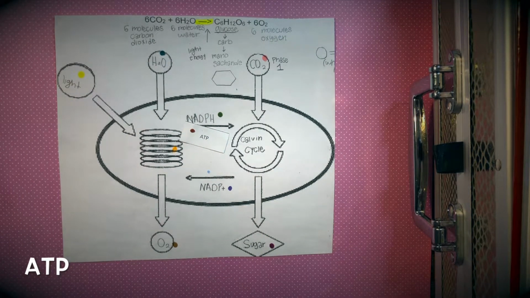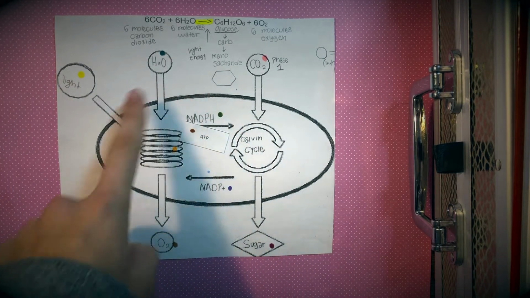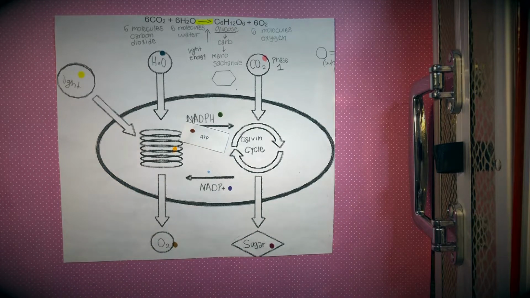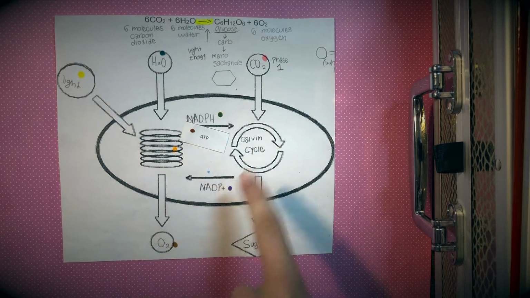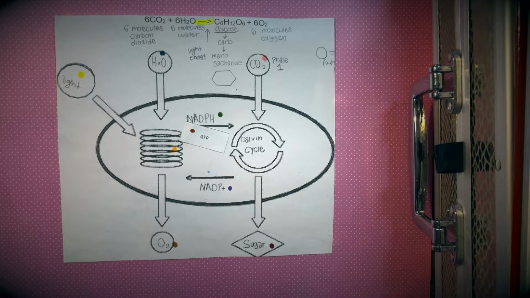ATP originates in the chloroplast. It is the product of the first stage of photosynthesis. The role of ATP is to provide the energy needed for carbohydrates in the Calvin cycle. It is used to put energy into glucose, combined with CO2 in photosynthesis.